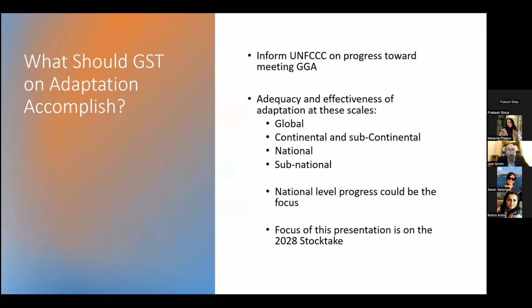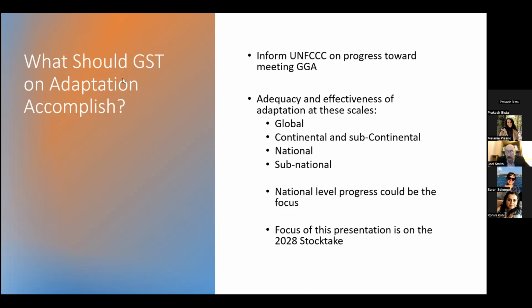What should the global stocktake on adaptation accomplish? Basically, we're trying to measure progress towards meeting the global goal on adaptation. How are we doing in adapting to climate change? And we need to address this at different scales, everything from the global to the continental, subcontinental, national, even subnational, ideally down to maybe village and individual level if possible. But it should be pointed out, national level progress could well be the focus. We'll see what happens starting in the COP, which starts next week.